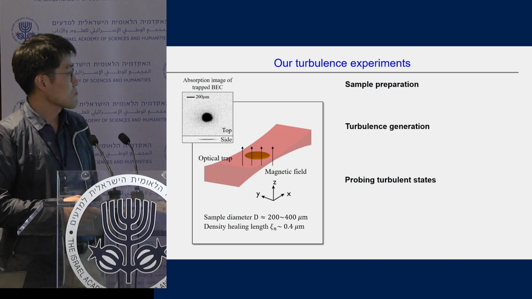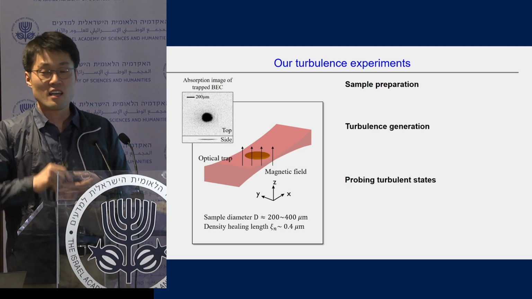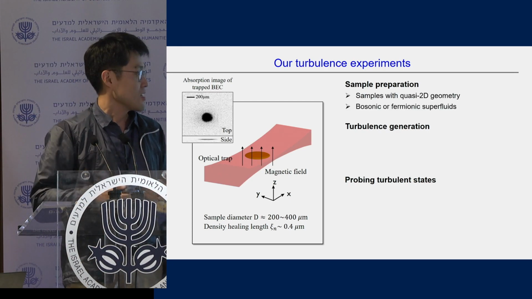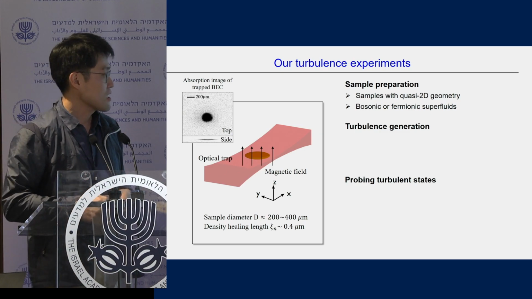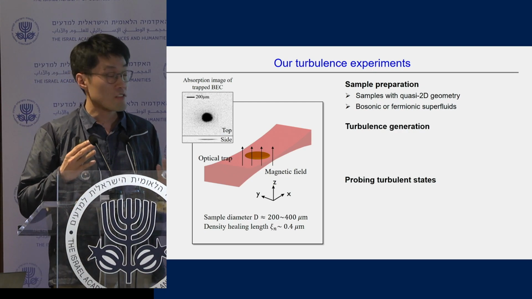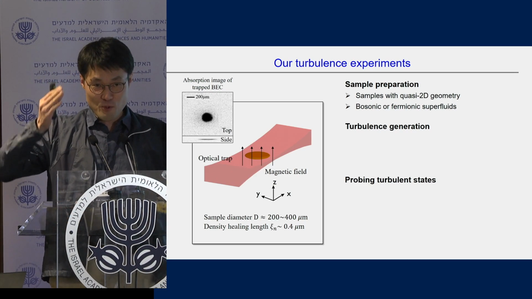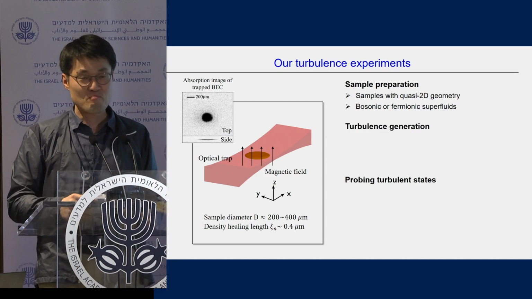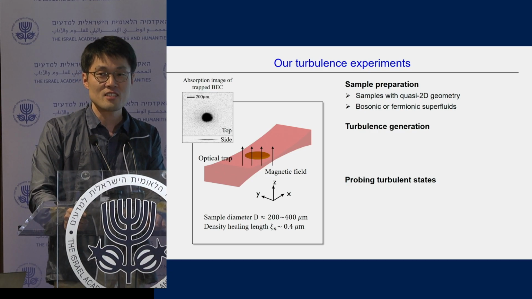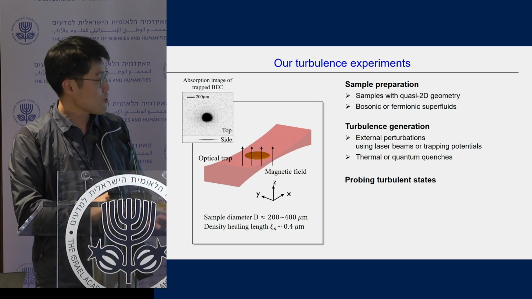It's pretty much straightforward. First, you need to prepare the atomic superfluid gas, and then generate turbulence in your system with many methods, depending on what type of situation you want to study, and then probe the turbulent states. In our experiment, we are especially interested in the quasi-2D geometry, because in this case it is easier to probe the flow patterns. It's a good dimension for imaging, and also a good dimension for studying interesting physics in 2D. And then we can prepare the bosonic superfluid, and also the fermionic superfluid.